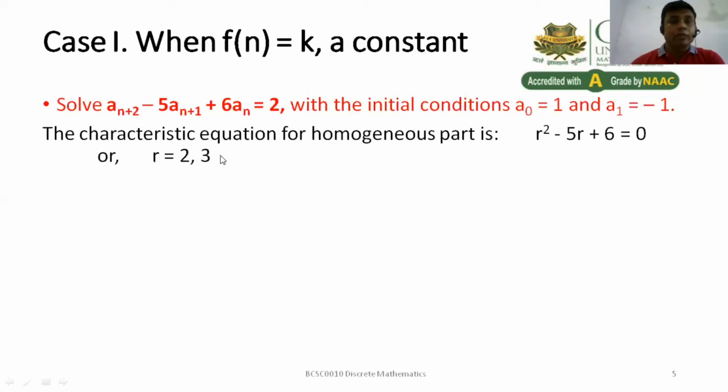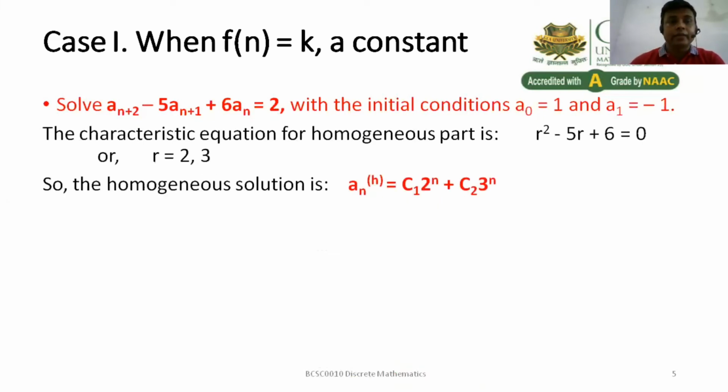Okay, so if we solve this, you will get r equals to 2 and 3, and these two roots are distinct. Therefore the corresponding homogeneous solution a_n^h will be denoted as c1 2 to power n plus c2 3 to power n. Here c1 and c2 are constants. Okay, now after obtaining this homogeneous solution, now we have to find out its particular solution.